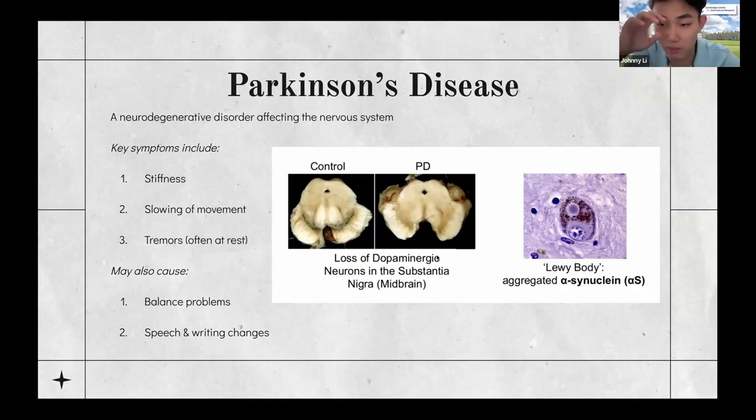This is also a diagram I borrowed from my professor. As you can see, there's a significant difference between the control brain and the Parkinson's disease affected brain, as well as the aggregated alpha-synuclein.